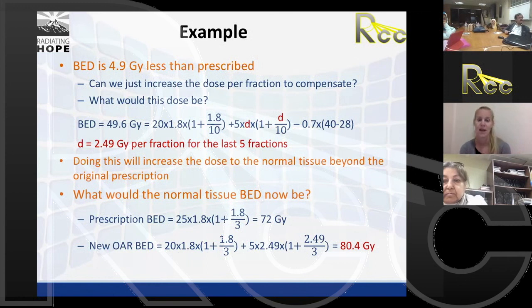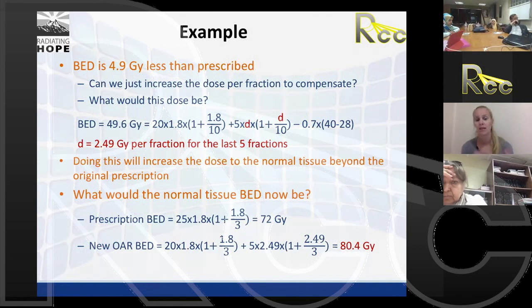Okay. However, if we do that, we're also going to change the biological effective dose to our normal tissue. So if we now look at our original prescription, biological effective dose for our normal tissue was 72 gray using an alpha beta ratio of 3. If we now change our dose per fraction for 5 fractions to 2.49, so we have 20 fractions at 1.8, we have 5 fractions at 2.49, our new biological equivalent dose or effective dose is 80.4 gray.